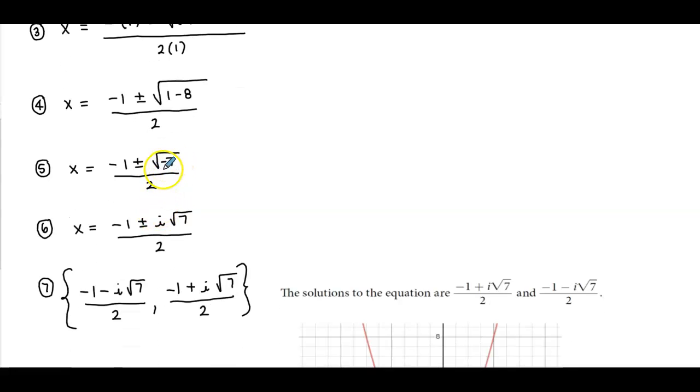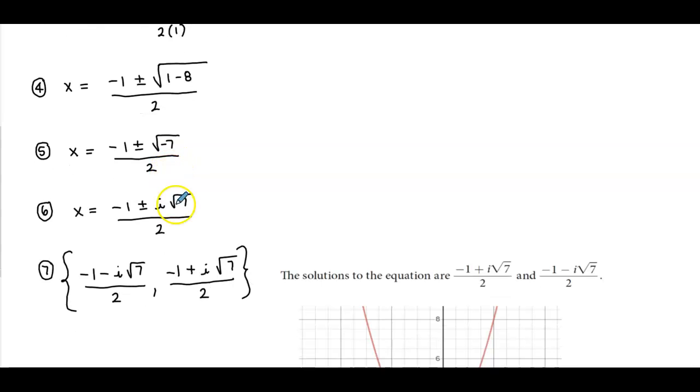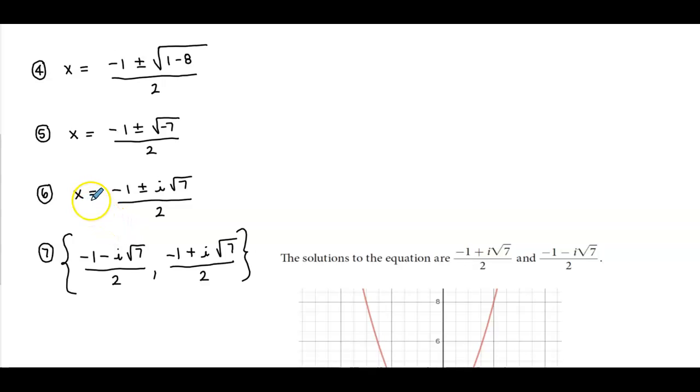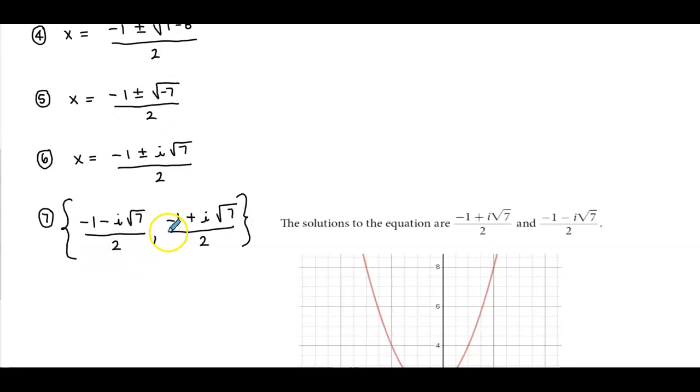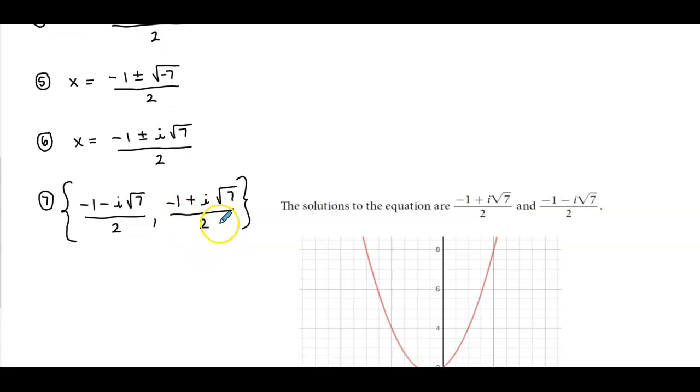And then because we have a negative under the radical sign, we need to factor out the imaginary number i. So we get x equals negative 1 plus or minus i times the square root of 7 over 2. Again, it's easier to write the i on the left side of the radical sign, so you don't have it underneath the radical sign here. So we have two solutions, negative 1 minus i times the square root of 7 over 2, and negative 1 plus i times the square root of 7 over 2. So those are the solutions.